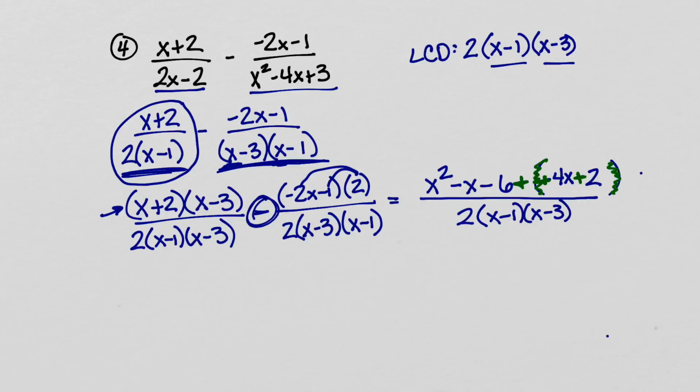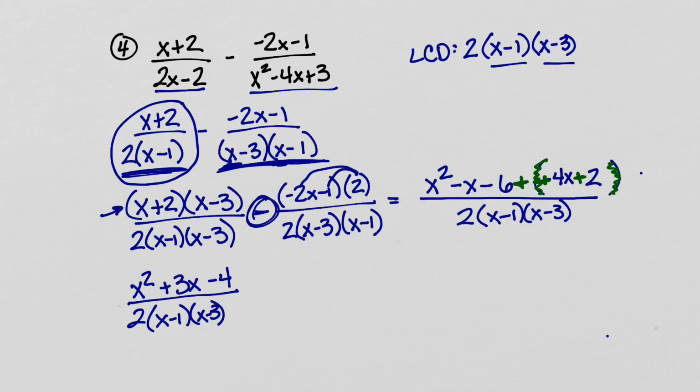All right, so let's simplify what's in the numerator. So I have x squared, I have a negative x, and a positive 4x. So that's going to be a positive 3x. I have a negative 6 and a positive 2 is negative 4. And then I have my denominator, stayed the same.